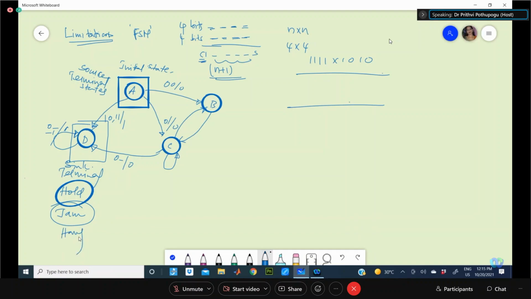So all these are what we call the sink terminal state, which should not be there in the design. To come out of this, you have to switch off the power and restart. To come out of the sink state, you have to restart the system. There is no other possibility. There is no other remedy for the sink state. So the sink state should be avoided in your designs.